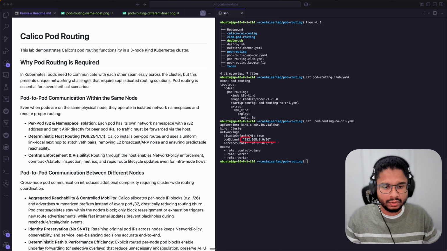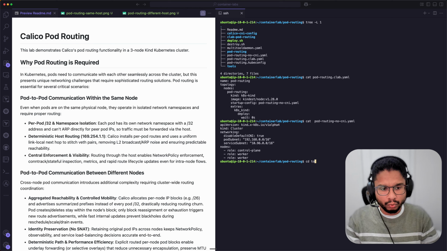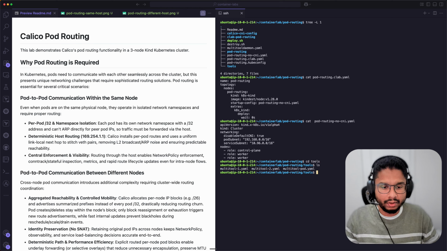And the pod subnet is 192.168.0.0/16. And that's why you see those 192.168 IPs in the pods that we deploy. Now, there is a folder called tools. So if I do a cd tools, in this folder I have a couple of manifests here, multi-tool 1 and 2. Just ignore this one for now.